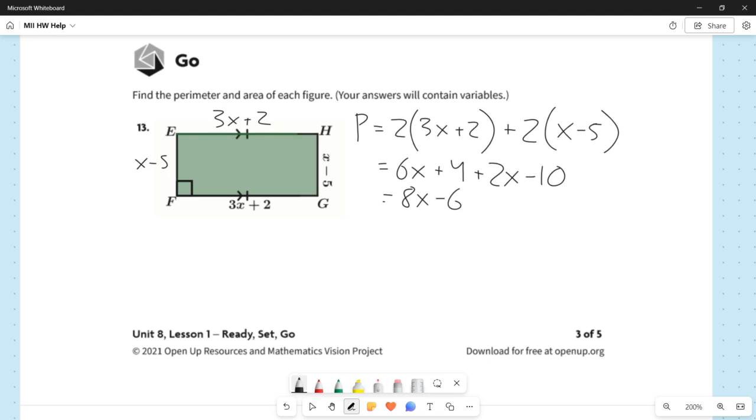We are not given any units here, inches, yards, miles, feet, whatever, so that's about as much as we can write there. And we're still talking about perimeter. So our perimeter for this figure is 8x minus 6, and as you can see, our answer does in fact contain variables. Now for the area.